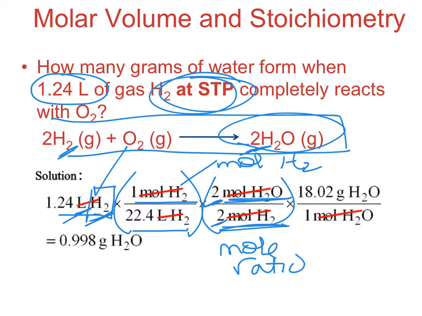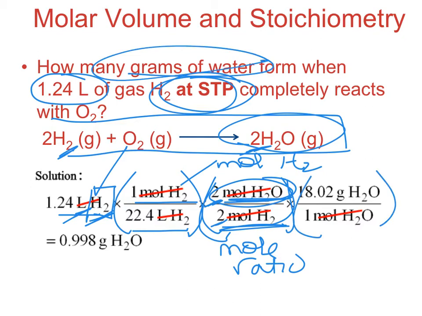All right, and let's see. If you were to stop here, you would have moles of water. The problem's asking us for grams of water, so we have one more step. That's the molar mass, taking some moles of water to grams of water. When you plug all that in, you get that 0.998 grams of water can be made if we react all of 1.24 liters of hydrogen gas.